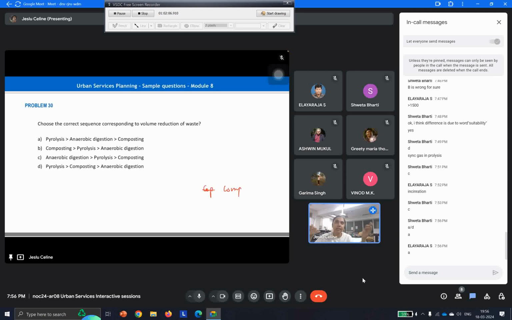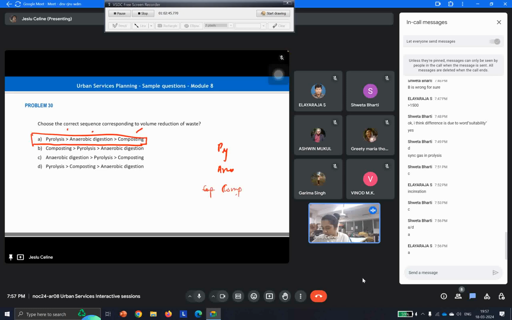So again, if you look at pyrolysis, you're heating it up, or there's some amount of burning which is involved over there. So that reduces the maximum amount of volume. In anaerobic digestion, biomethanation, we saw that there are several elements which are produced after that. So that comes next. So it's pyrolysis, then anaerobic digestion, and then composting. So option A. Yes, Shweta and Elera ji, both you're right. It is pyrolysis followed by anaerobic digestion, and then comes composting.